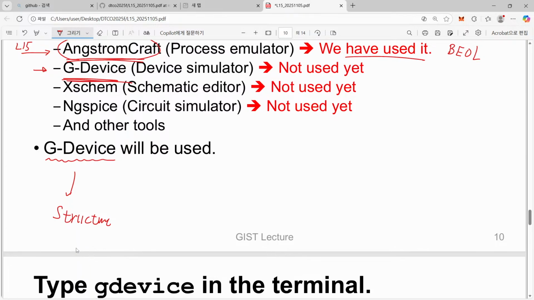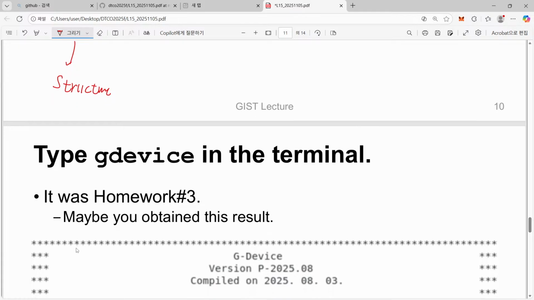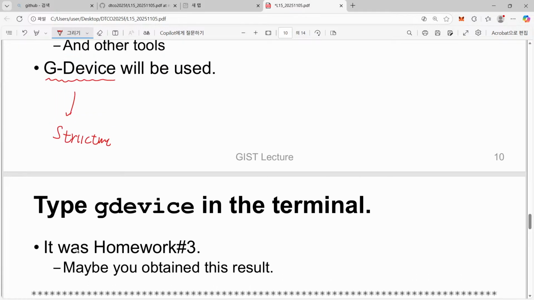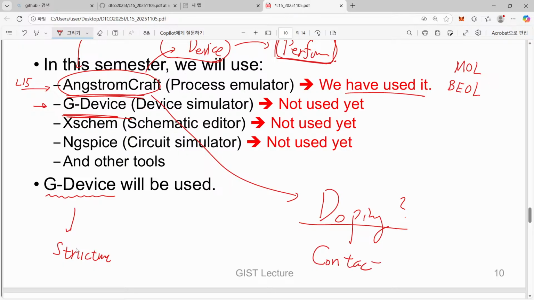But unfortunately, we have some missing features in this structure generated by Ångström-Craft. Here, we have nothing about the doping profile. Do you have a source and drain doping density in your structure? And where can you find your contact? Where is your gate? And where is the source and drain?